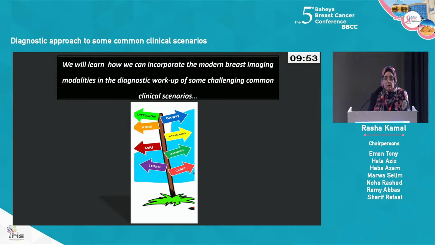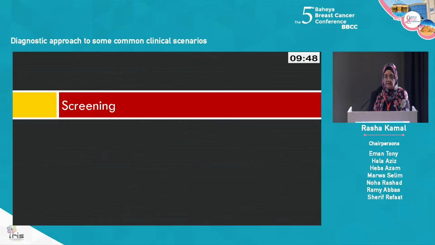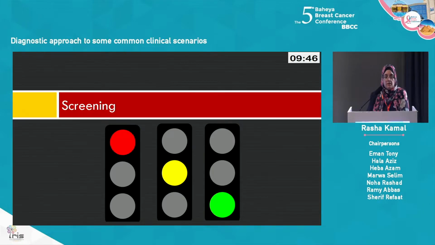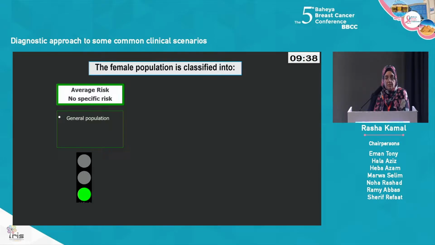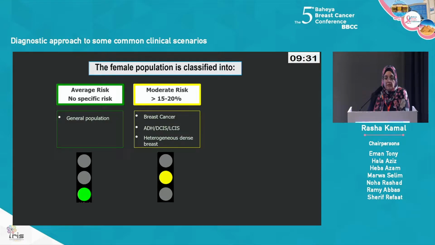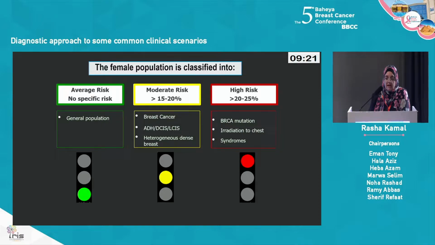Now we'll go back to our diagnostic or challenging common clinical scenarios, and the first scenario is screening. I always tell them that in screening, we follow the traffic lights, where we classify the female population into an average risk population with no specific risk of developing breast cancer, and this includes most of the female population. We have a group classified as moderate risk. They have a risk 15 to 20% higher than the general population. And the third group, known as the high-risk individuals, have a risk higher than 20% than the general population.